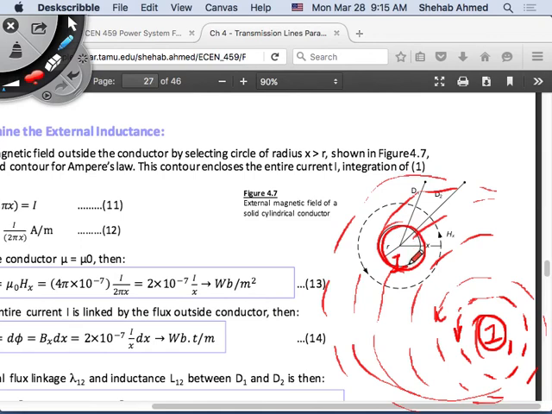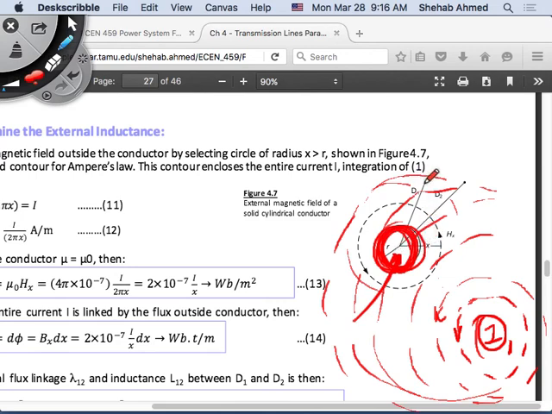I would like to figure out the total amount of flux linking this conductor. It will be due to the current it is carrying, which is causing these magnetic fields here, right? And then it will also be due to the flux due to this conductor, which is causing these magnetic fields that are also linking this conductor, right?